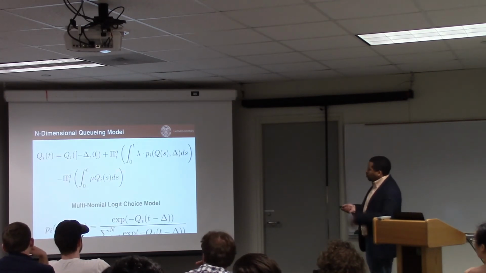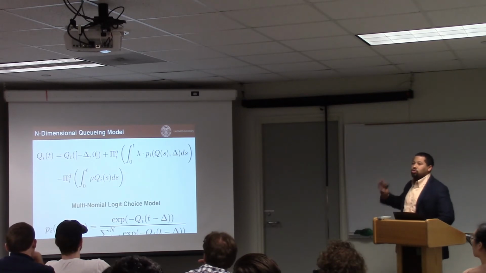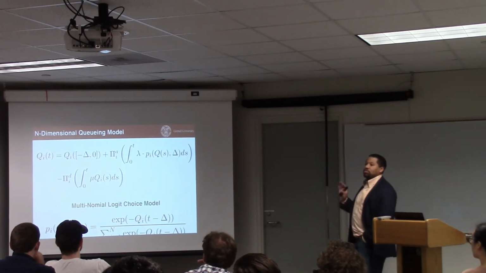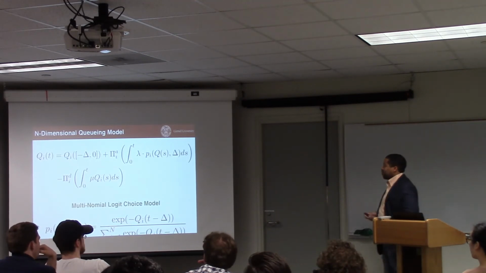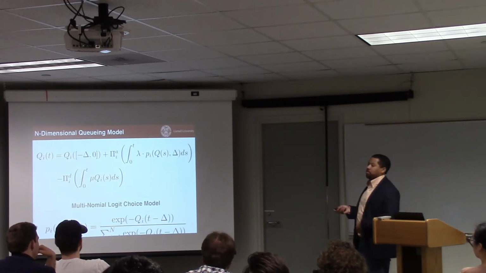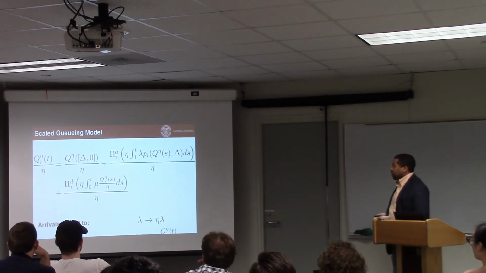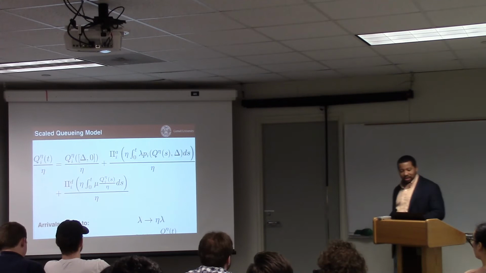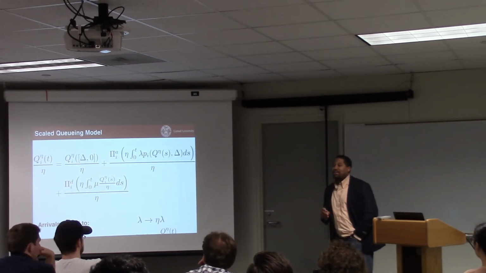This is an n-dimensional generalization of that. So you could have n different queues. One example of this would be Disney World. You have a million different rides, and you're going to choose with some probability which one you're going to go to next.